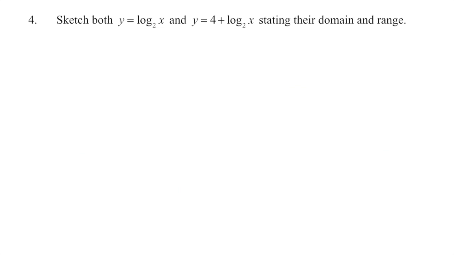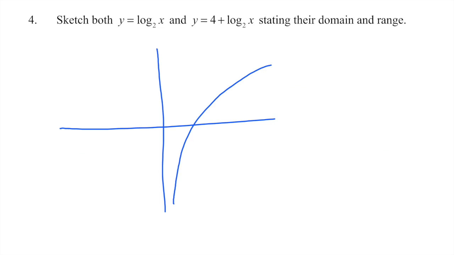Another one. Let's see what happens. Log to base 2 of x. Well, we know what that looks like, so I can do a really quick sketch of it. Log to base 2 of x, something like that. It goes through 1, and goes through (2, 1). We've just done that graph, so we know what that looks like. The vertical asymptote is the line x equals 0. There's my y-axis.